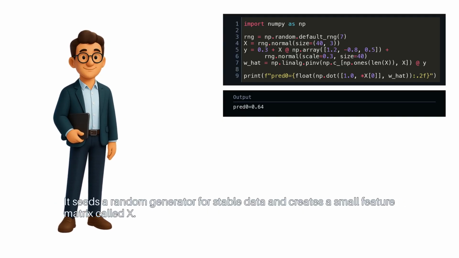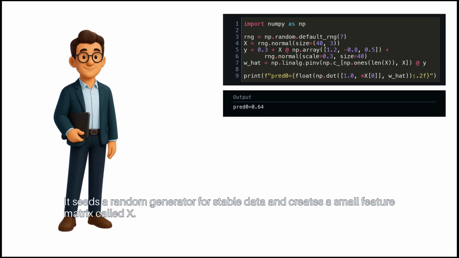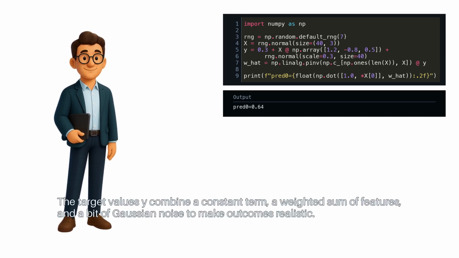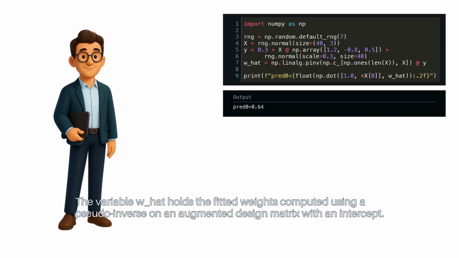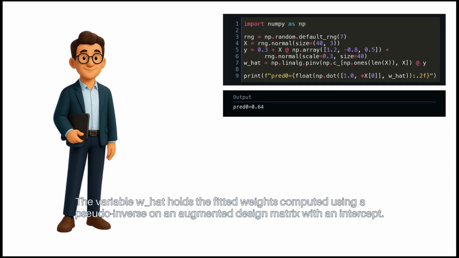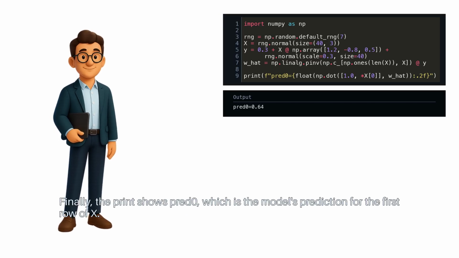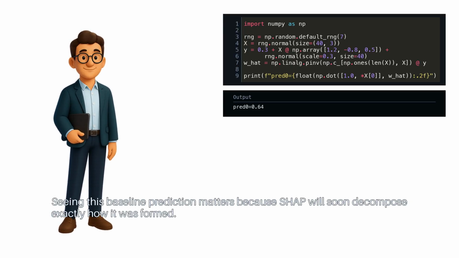It seeds a random generator for stable data and creates a small feature matrix called X. The target values Y combine a constant term, a weighted sum of features, and a bit of Gaussian noise to make outcomes realistic. The variable W hat holds the fitted weights, computed using a pseudo-inverse on an augmented design matrix with an intercept. Finally, the print shows pred0, which is the model's prediction for the first row of X. Seeing this baseline prediction matters, because SHAP will soon decompose exactly how it was formed.